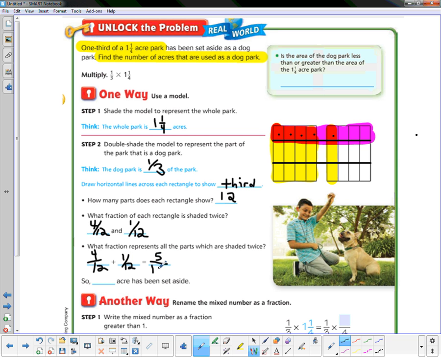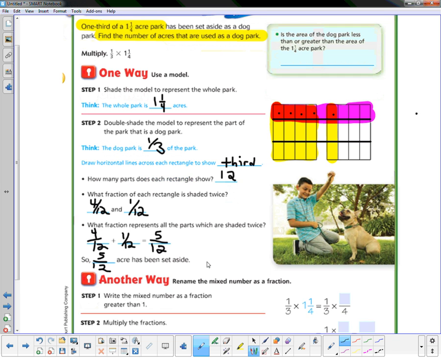I kind of skipped that part. I just counted up all the ones that were double shaded. But it is important to notice that it's 4 plus the 1 over here. So in the end, we have 5/12 of an acre that has been set aside.